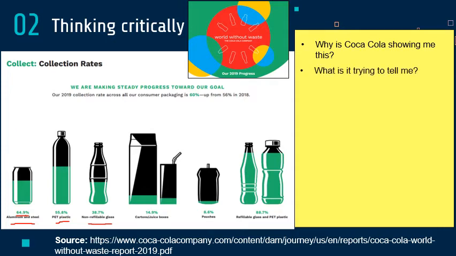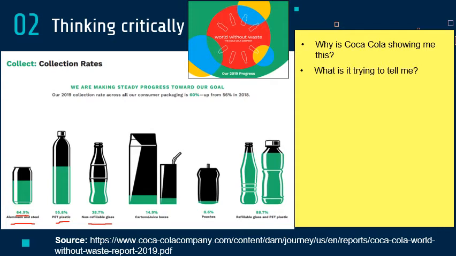What is it trying to tell me? Pretty much similar, that they're trying to do something about all the waste and all the containers they produce, but also maybe that Coca-Cola is an environmentally responsible company, that they are doing something about it and they're making progress and they're tracking it. And every year they do this report. So maybe that's the message they're trying to tell me. They're trying to convince me that Coca-Cola cares about the environment.